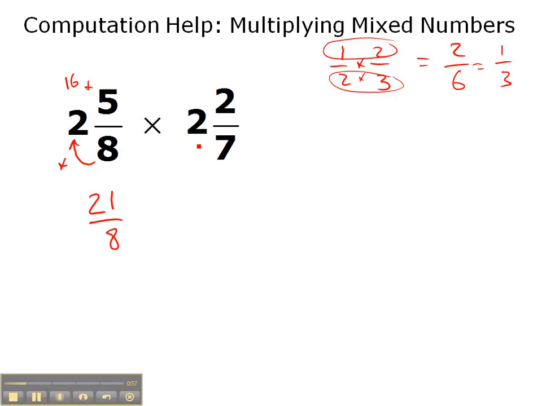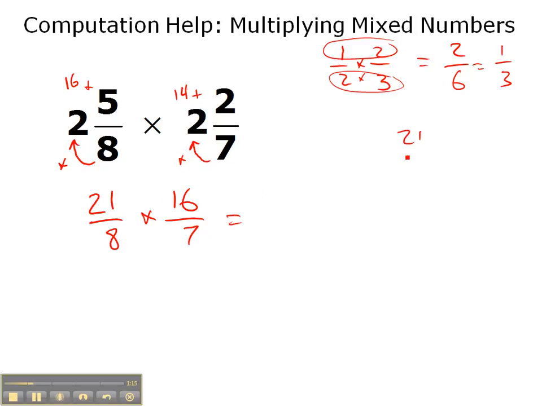Do the same thing here. 7 times 2 is 14. Plus 2 is 16 sevenths. So I have 21/8 times 16 sevenths. Okay, now we can do top times top and bottom times bottom.